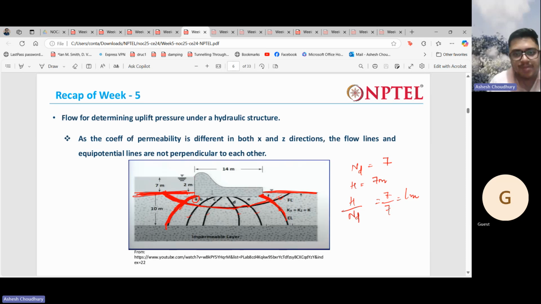Then, how to determine uplift under a hydraulic structure. If you have a hydraulic structure like a dam, there will be some seepage flow underneath. Underneath, the seepage flow will create some upward pressure on the soil. So how can we calculate that uplift pressure? That we can also calculate using these flow lines, the flow net.